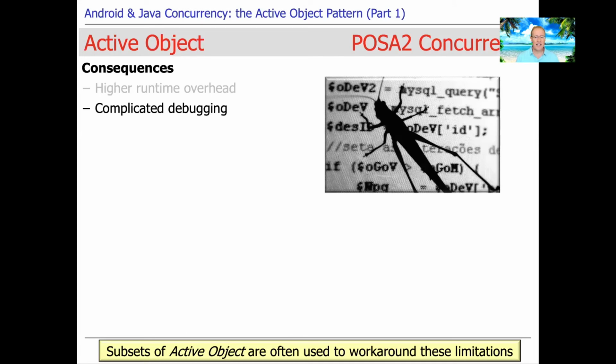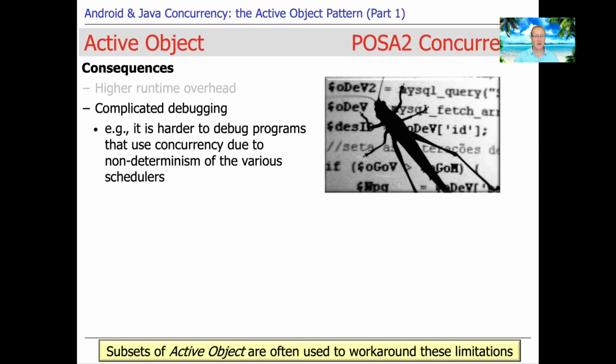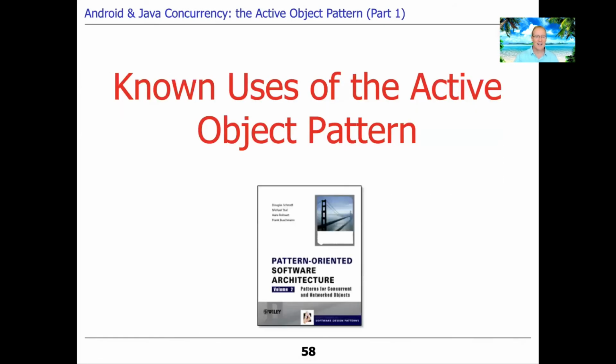Another potential downside is complicated debugging. So anytime you start having concurrent programming, it's typically more complicated to debug your code. And that has to do really with the underlying non-determinism of the schedulers that are used to schedule the method requests to run on the servants in one or more threads in the active object implementation. And there's nothing inherently wrong about that. It just, when you have concurrency, it's more complicated.